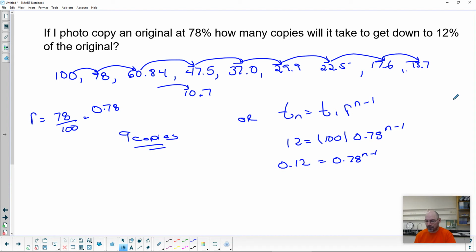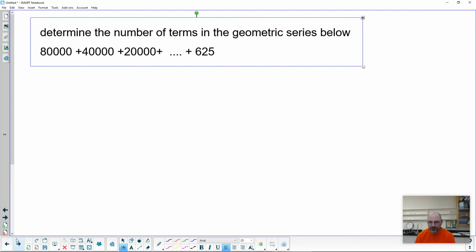Okay, we'll go on to your final one that you asked me about, and that was 9. I've got a similar one to 9 here. The numbers are a little bit different. It says determine the number of terms in a geometric series below. So we're still going to use the geometric sequence idea: Tn equals T1 R to the n minus 1. So our first step is to find r.